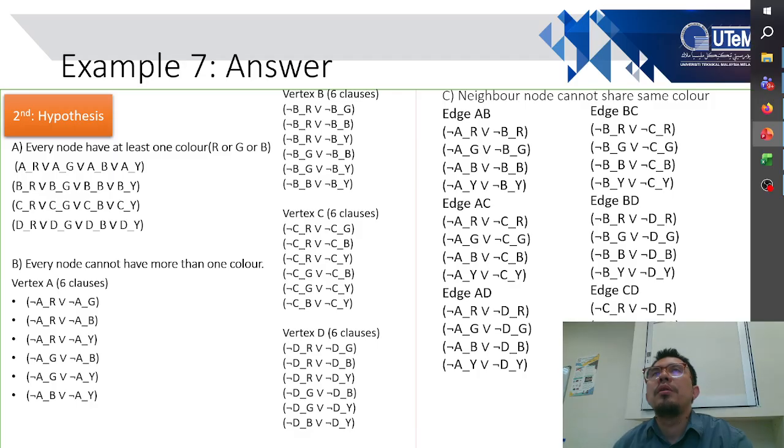So that means, if the final exam question asks about this kind of problem, you need to make sure you have the same hypotheses like this. Every node has at least one color, every node cannot have more than one color, and neighboring nodes cannot share the same color. Of course it will be long, but you need to be patient if you want to list them down here.